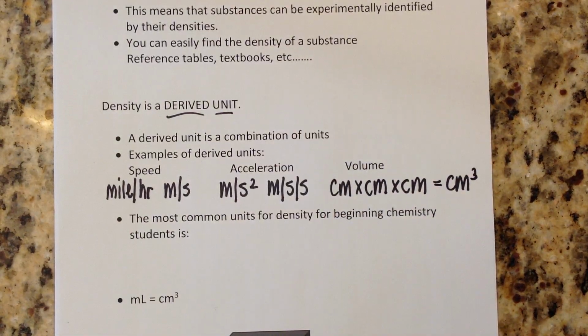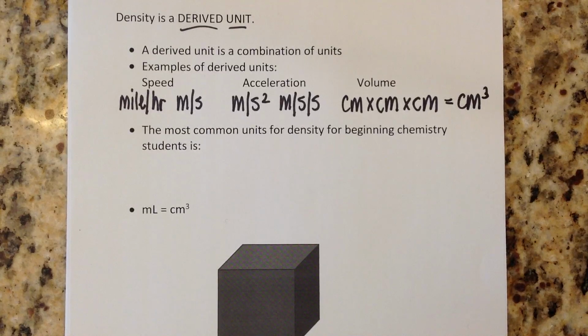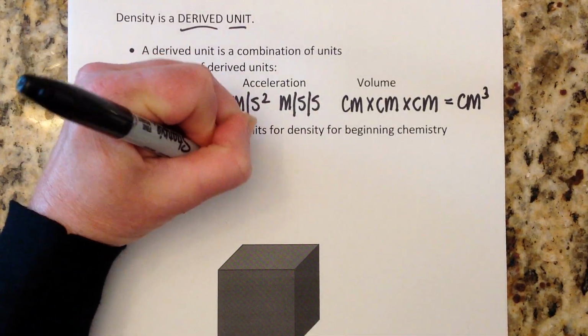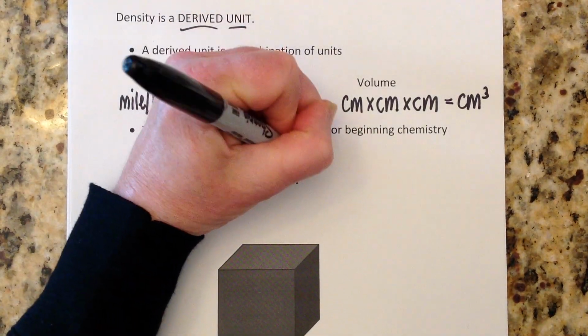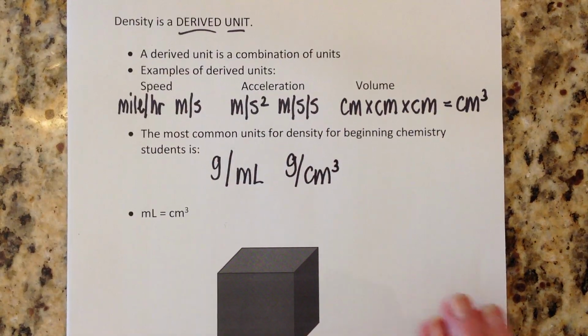Now that brings us to our next point, and this is one of the last basic things we're going to cover. The most common units for density for beginning chemistry students are either going to be grams per milliliter or gram per centimeter cubed. This is in no way, shape, or form an all-inclusive list. You could really see any mass over any volume, and it's just going to depend on the class you're taking or the application of what you're working with.